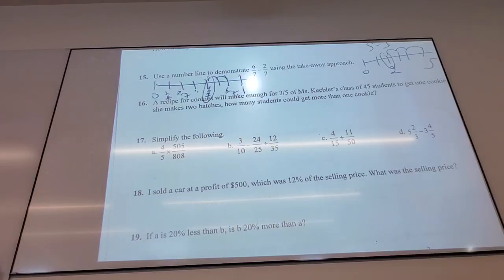Can you walk through 18? I sold a car at a profit of $500, and that $500 was 12% of the selling price. So 500 is 12% of X. So you can make an equation, yes? 500 equals, what's 12%? That's 0.12 times X. And then just divide by 0.12.